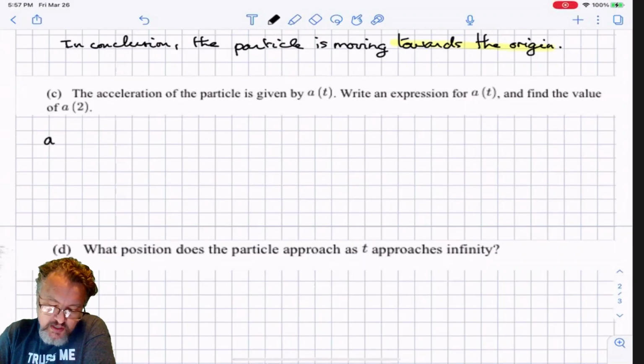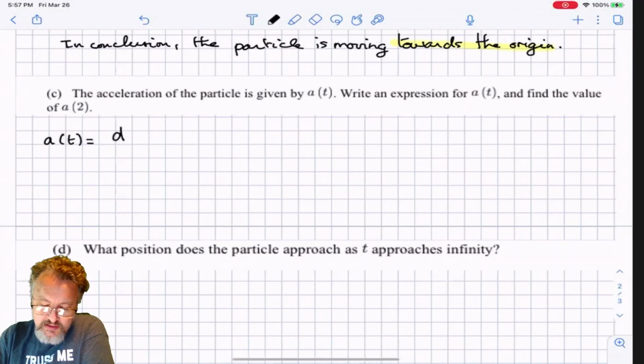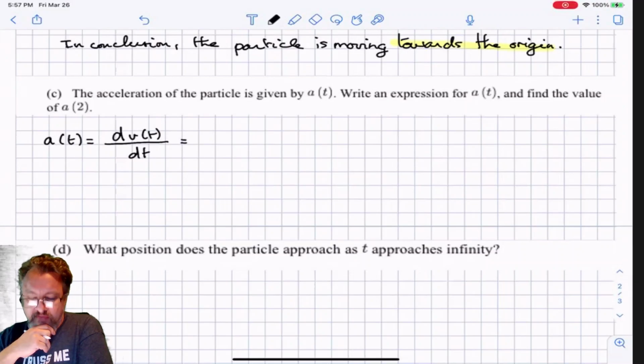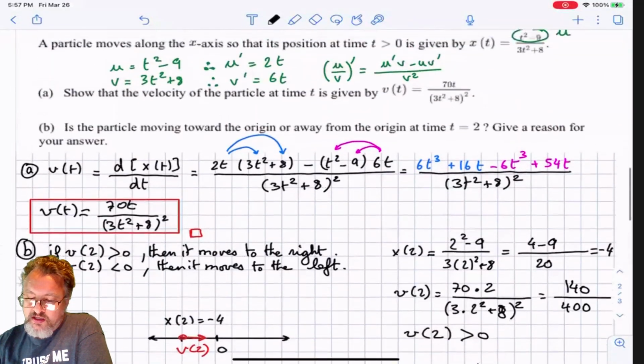Okay. So a of t is equal to dv of t over dt. So the derivative of the velocity. The acceleration, as you know, is the derivative of the velocity. And once we have that, we're just going to replace t by 2 in order to find the answer. All right. They are nice here.